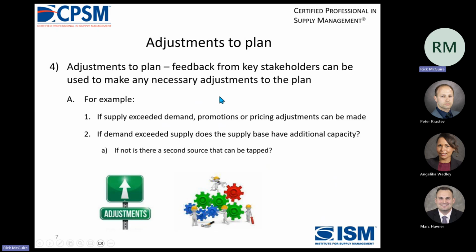Adjustments to the plan. Feedback from the stakeholders can be used to make the necessary adjustments. If supply exceeded demand, promotions or pricing adjustments can be made if you're dealing with retail. And if demand exceeded supply, does the supply base have additional capacity? And you don't need to know capacity on every single component. You need to know capacity on the key components that are the bottlenecks to upping your production. Is there a second source that can be tapped if you don't have the capacity?